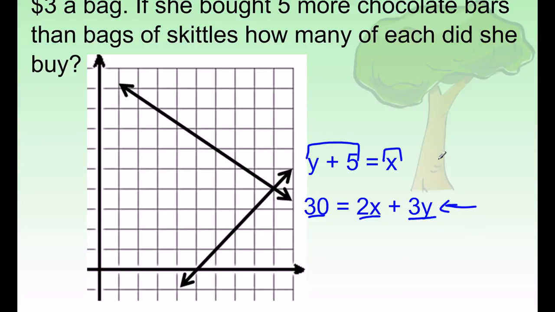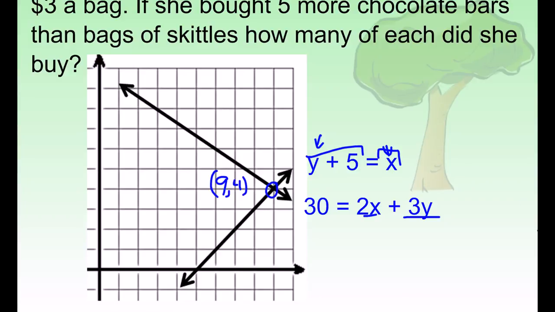So what is the solution to both of these equations? Well, the solution appears to be this point right there. That is where both equations are true. That's where this number and this number make this side true, and it's also true for this equation, where the total amount of money she spent would be $30. So what is that point? That's the point 9, 1, 2, 3, 4. 9, 4.